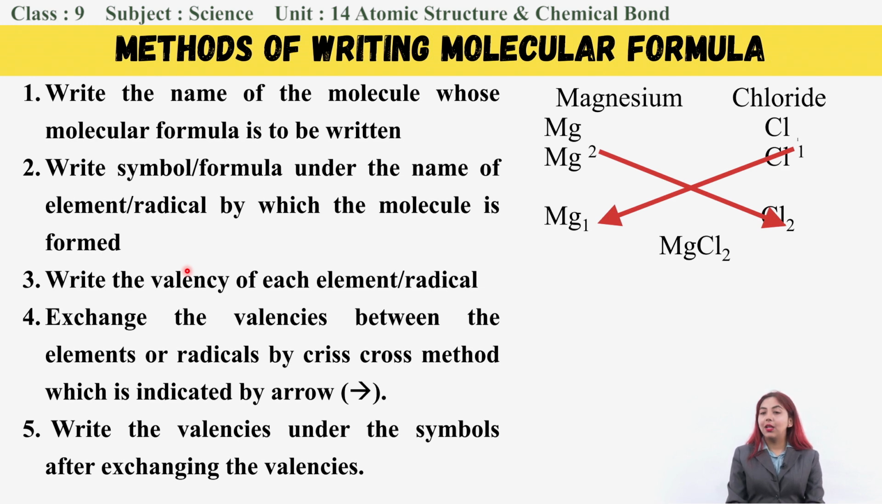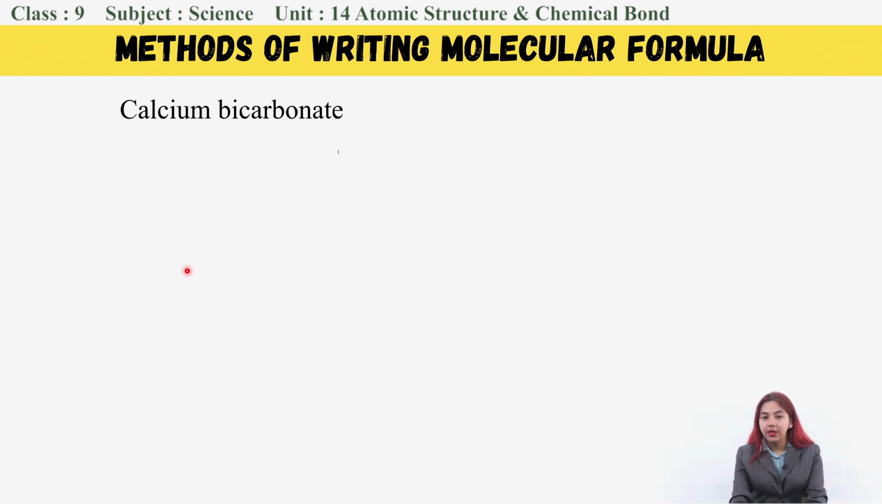Now, let us take another final example to understand the process of writing molecular formula. So, if you have to write the molecular formula of calcium bicarbonate, the first thing is you should write the name. So, the name is calcium bicarbonate. Now, you should write the symbol or the formula of the element or the radical.